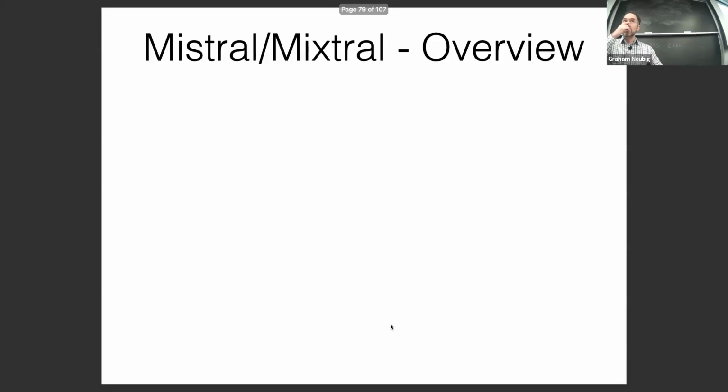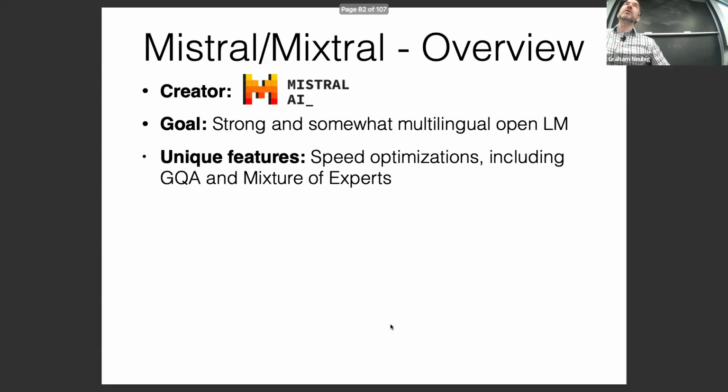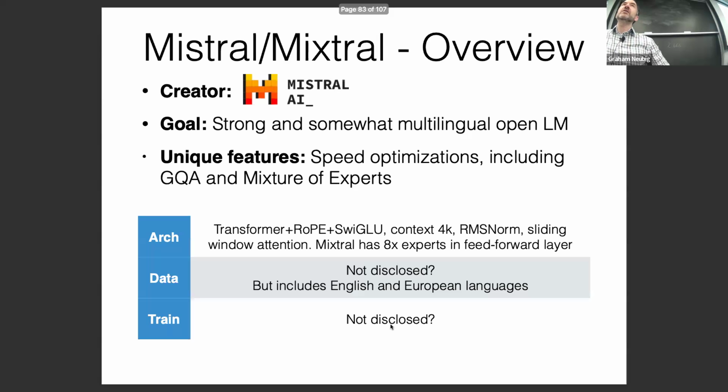Okay, next I want to go into Mistral and Mixtral. This is going to be a little bit short because I've covered some of this stuff already, and also they didn't tell you very much about the training process. Basically, it was created by Mistral AI, the company, and it's a strong and somewhat multilingual open language model. It has some unique features like speed optimizations, including grouped query attention and mixture of experts.